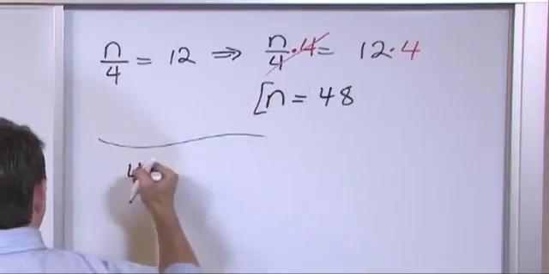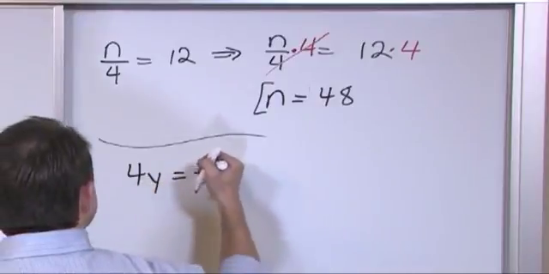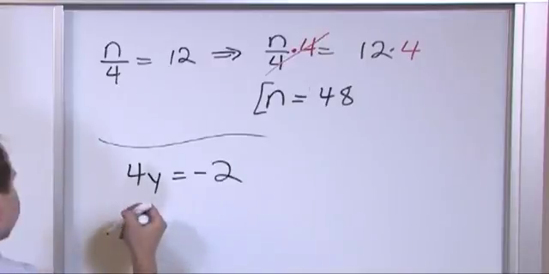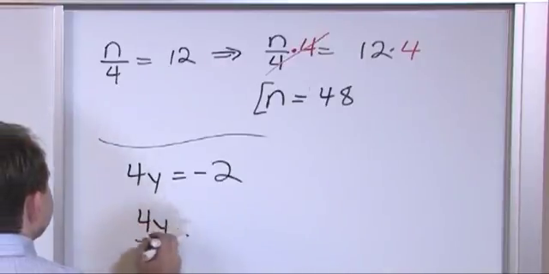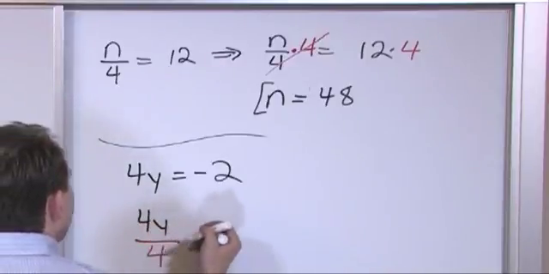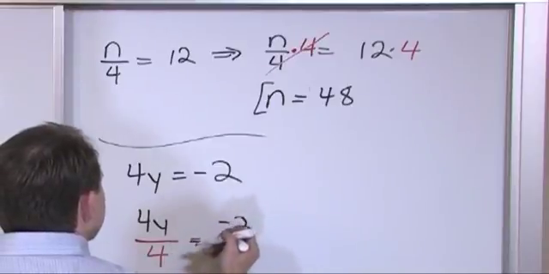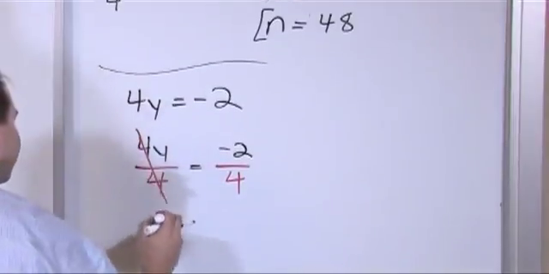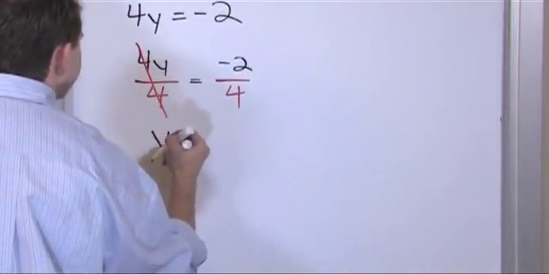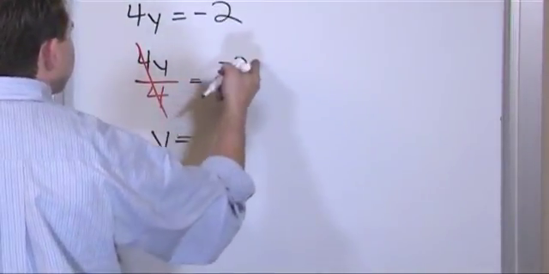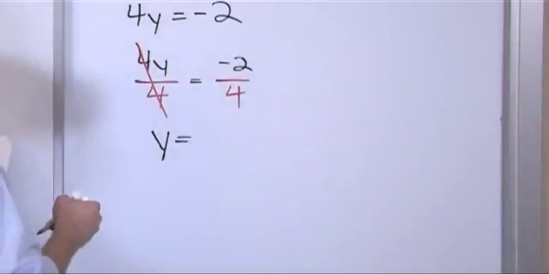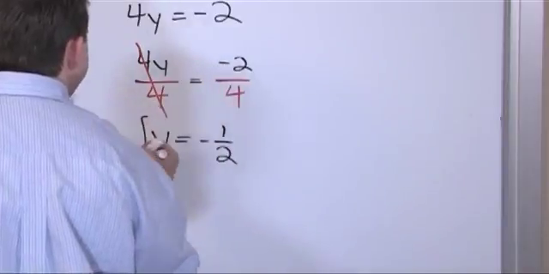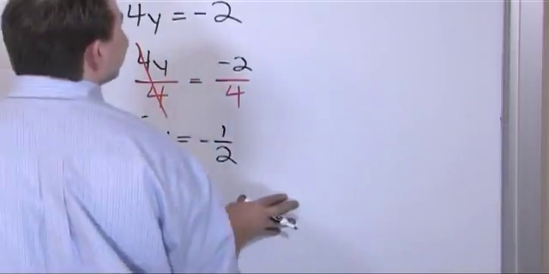What if I had 4y is equal to negative 2? Well, I've got multiplication going on here. So in order to get rid of it, I need to do the opposite. I need to do division. Divide by 4 on both sides. So negative 2 divided by 4. The reason I do it is because the 4's cancel, leaving only y is equal to negative 2 divided by 4, which is negative 1/2. Y is equal to negative 1/2.